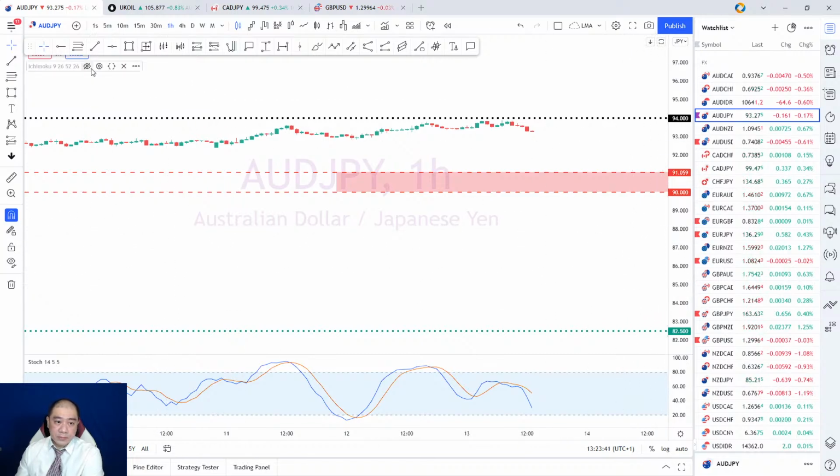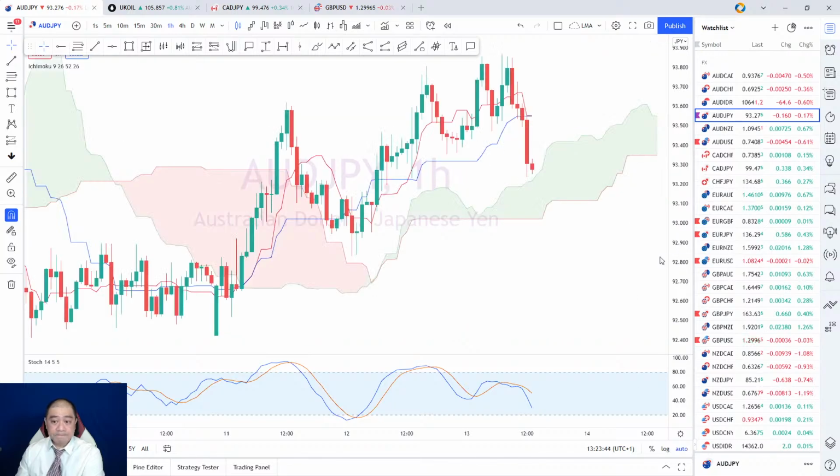Let me bring back my Ichimoku cloud. So you can see very clearly here, Tenkan is below Kijun. That's short-term correction to the downside. We might break below the Ichimoku cloud, then we could see a deeper correction on Aussie Japanese Yen. So be a little bit more cautious on Aussie Japanese Yen. You can be long Aussie USD and go and short Aussie Yen at the same time. They're not going to go in the same direction most of the time anyway.